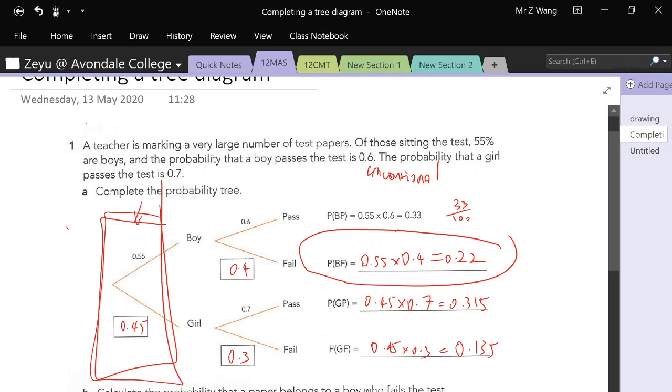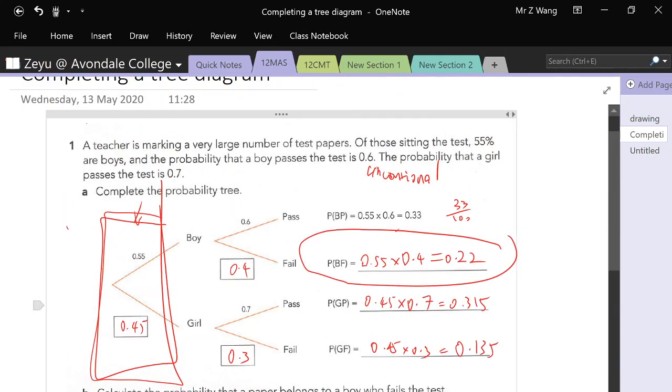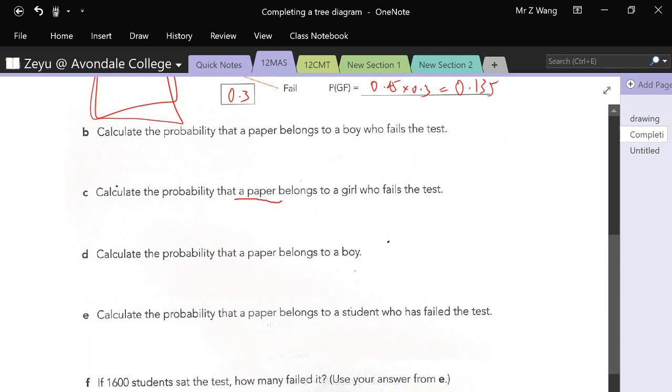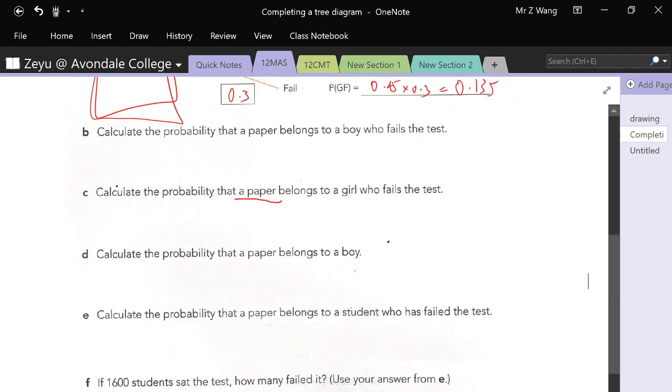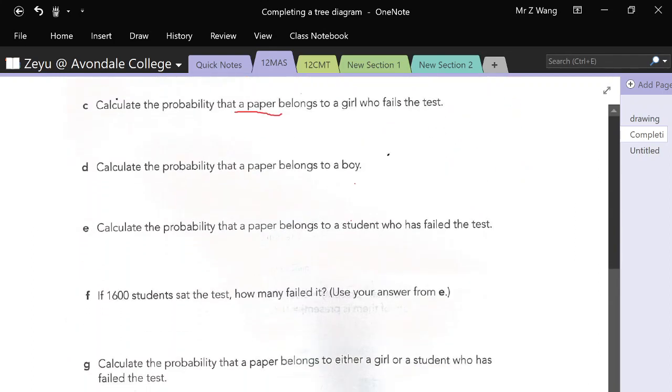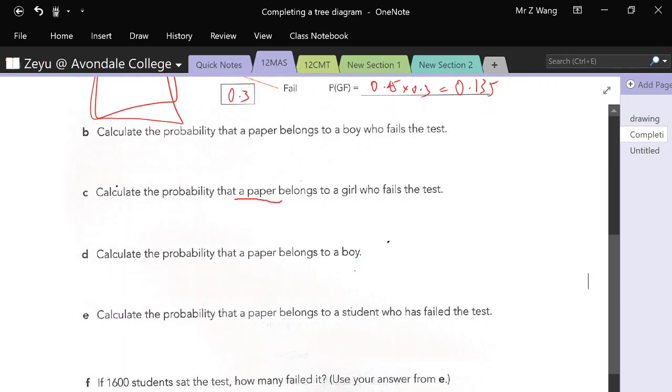Fantastic, right? So you know that first of all, this is unconditional, right? A paper. So you'll be using numbers from this and this. And then belongs to a student who has failed the test. So you realize, oh, you can both have the boy fail the test and the girl fail the test, right? And then if 1,600 students sat the test, how many failed it? Okay, so let's just first calculate. This is 0.22 plus 0.135, which is 0.355.